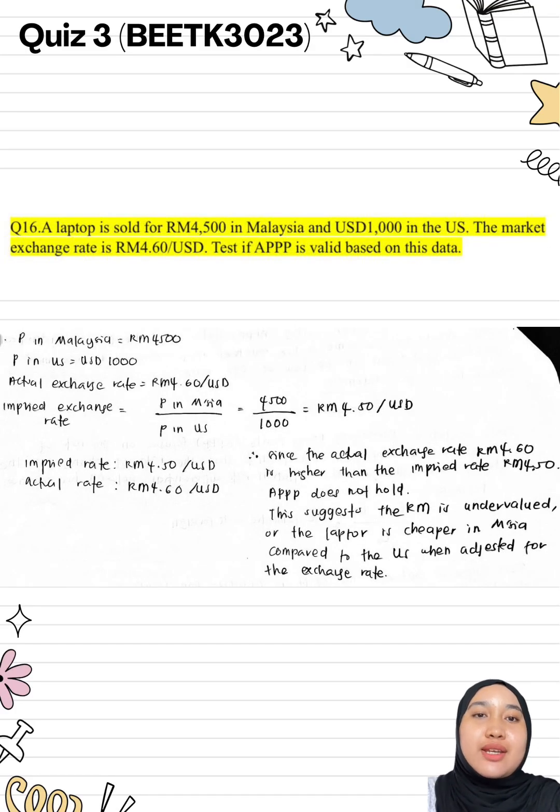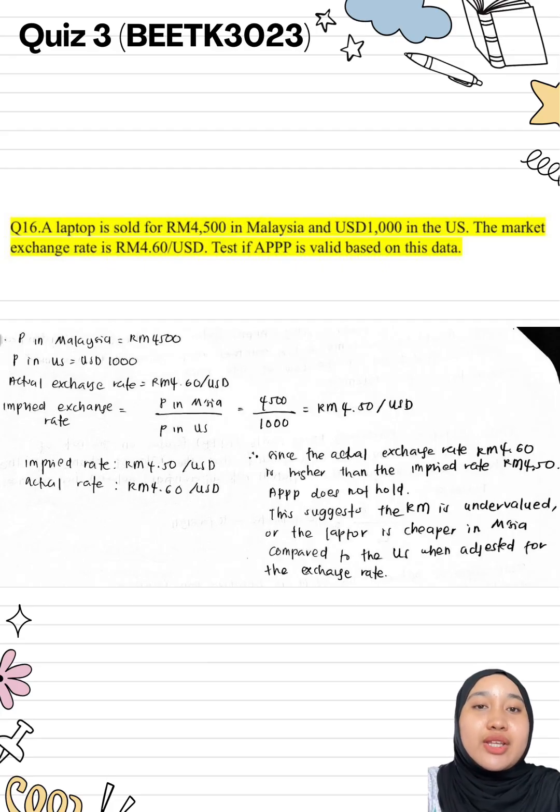Next, question 16. Let's check if absolute purchasing power parity holds in this case using laptop prices from Malaysia and the US. In Malaysia, the laptop costs 4,500 ringgit. In the US, the same laptop costs 1,000 US dollars. The current exchange rate is 4 ringgit 60 cent per USD. Okay, first we calculate the implied exchange rate by using the formula, and we get 4 ringgit 50 cent per USD, and then compare implied rate and actual rate.